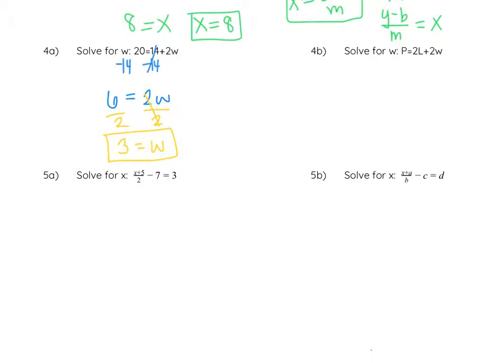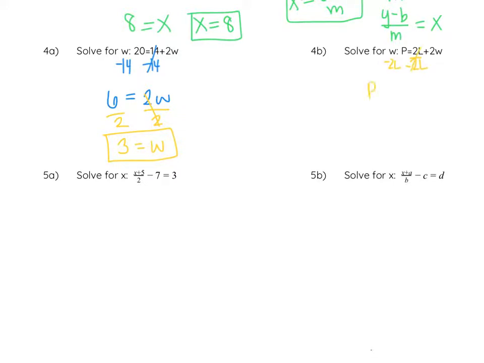Now let's look at 4b. It wants me to solve for w here. Notice this is P equals 2L plus 2W. That's the formula for the perimeter of a rectangle. If I want to get W by itself, I need to first move over this 2L. So I'm going to subtract 2L from both sides.